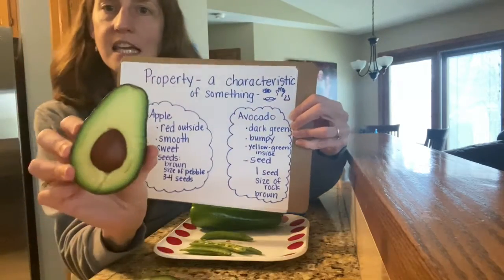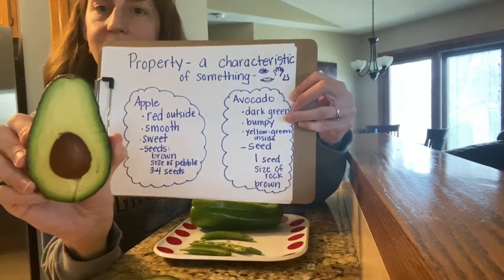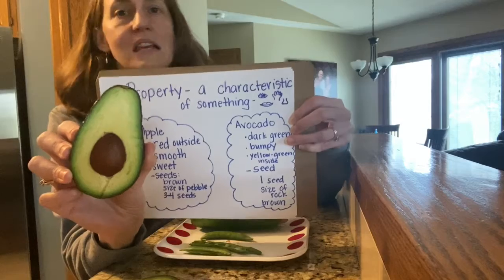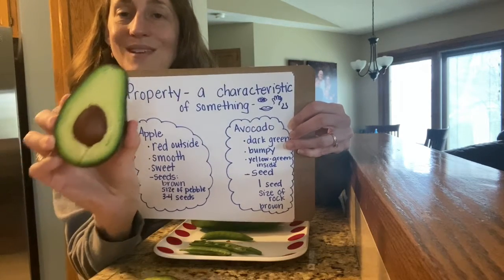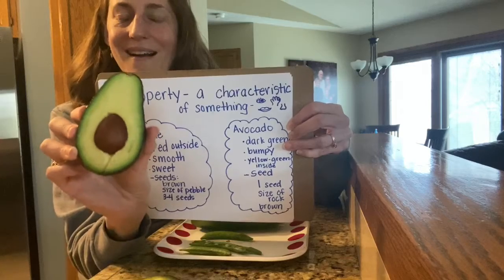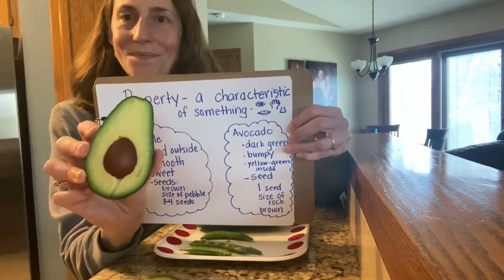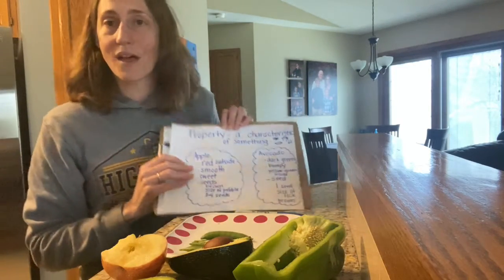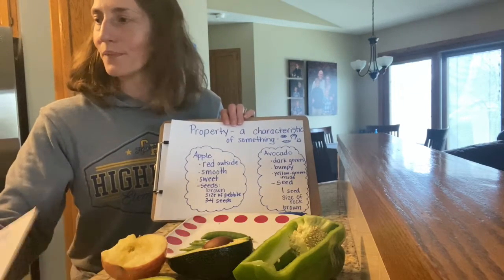And for the seeds, let's take a look. It has 1 seed. It's about the size of a rock, or I also like to think of it as the size of a golf ball. And it is also brown in color, but think about how different this seed is compared to an apple seed.